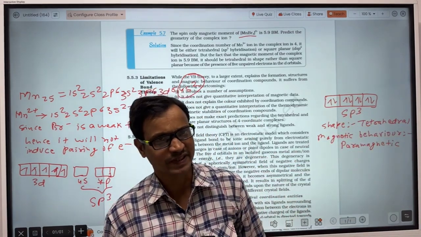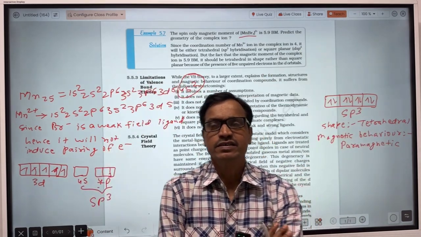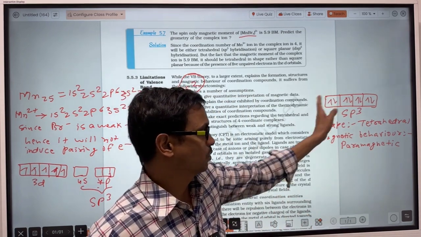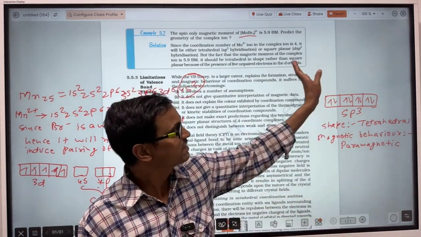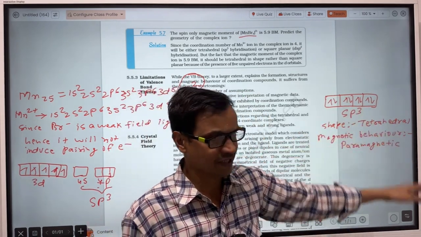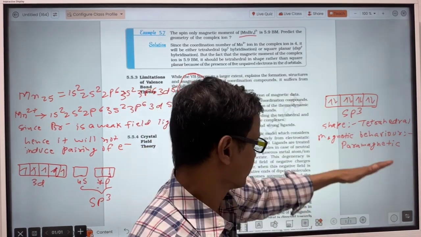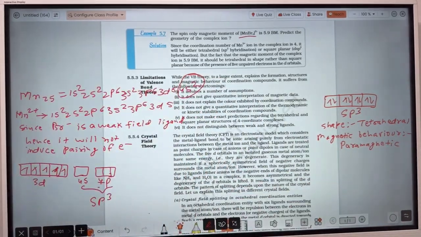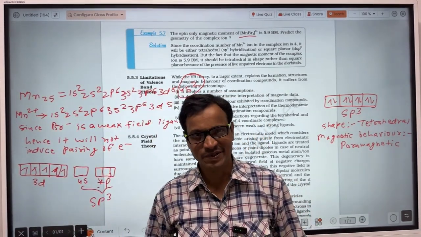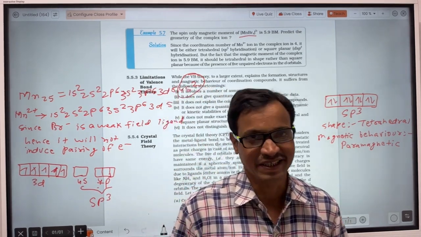In these 4 sp3 hybridized orbitals, that means these sp3 hybridized orbitals will arrange in 3-dimensional space in a tetrahedral manner, and in those sp3 hybridized orbitals, each Br minus ligand will donate its electron and be bonded there covalently. So shape here tetrahedral, magnetic behavior paramagnetic. Okay, if I told square planar, that was wrong, it is not square planar, it is tetrahedral. Might be a slip of mind.